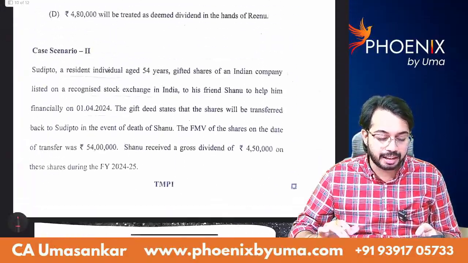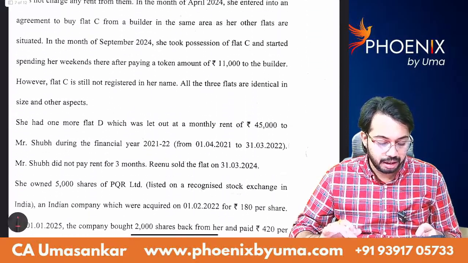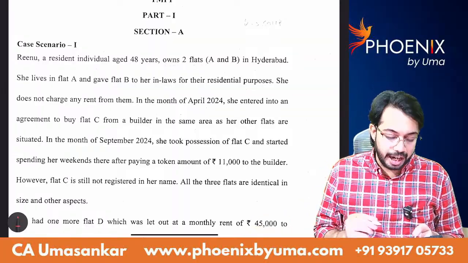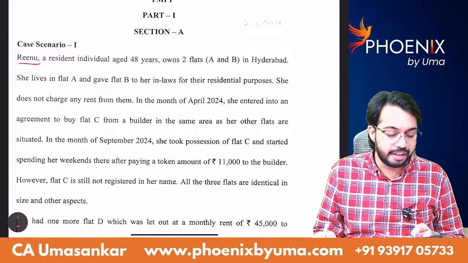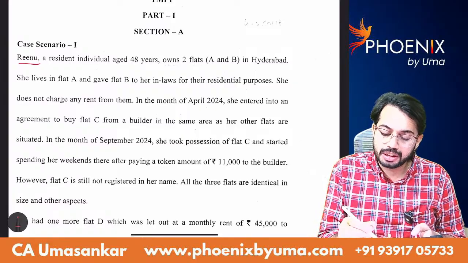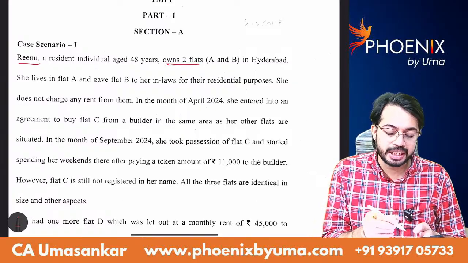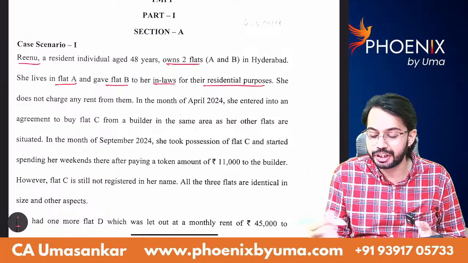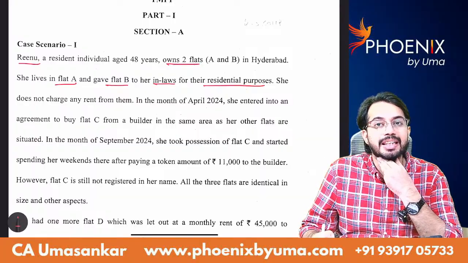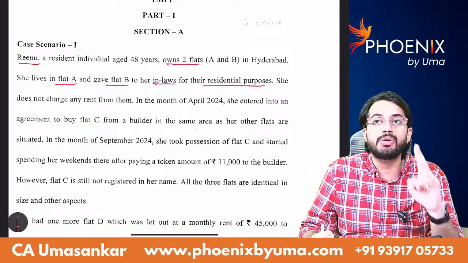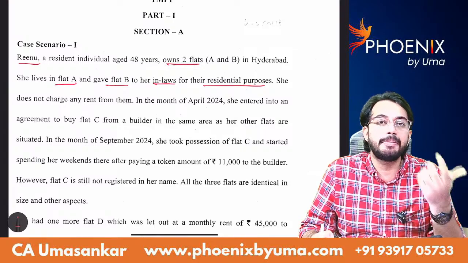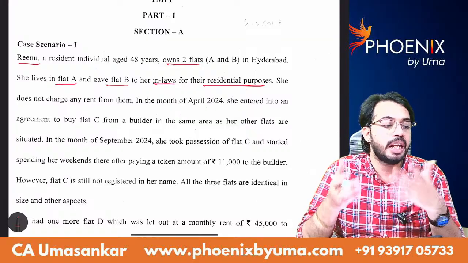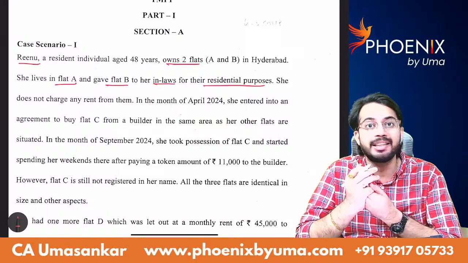So first, let us start solving case scenarios. Let us start with case scenario 1. Renu, a resident individual aged 48 years, owns 2 flats in Hyderabad. She lives in flat A and gave flat B to her in-laws for residential purposes. We already know, we have discussed in house property, up to 2 house properties can be self-occupied. If there are more than 2 self-occupied properties, the third self-occupied property, even though it is self-occupied, will be treated as deemed let out property.